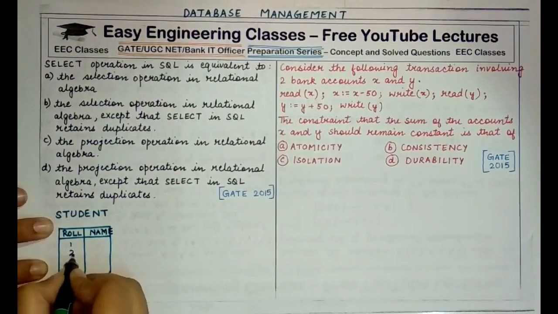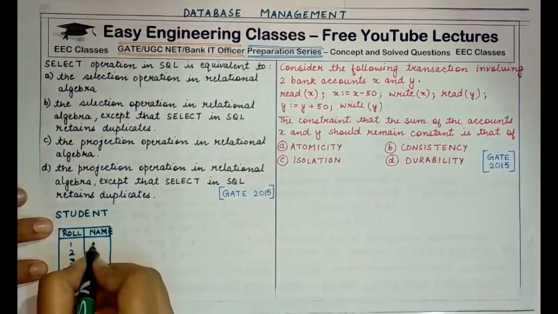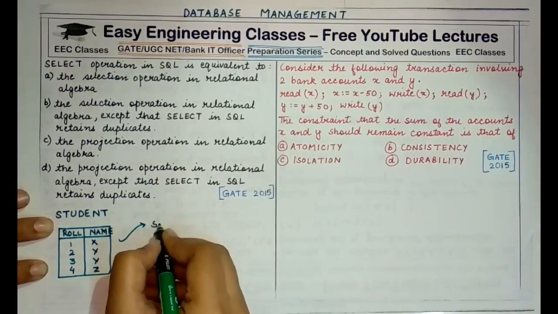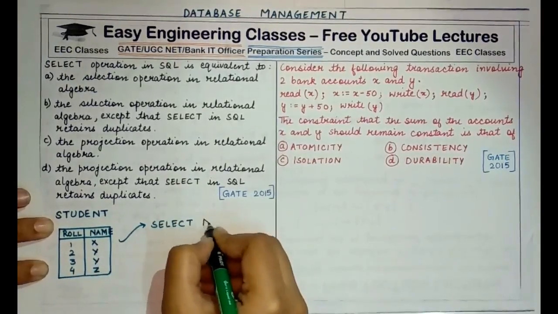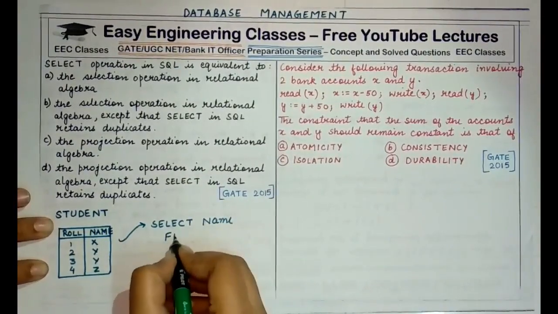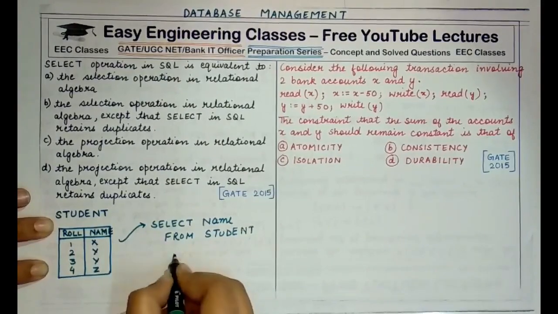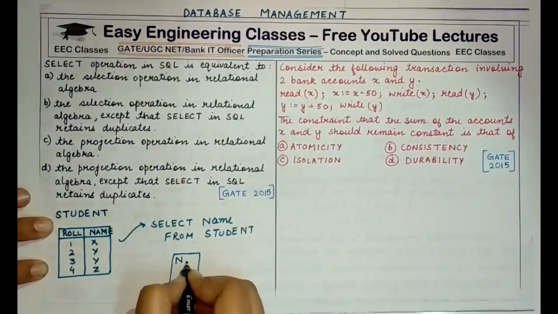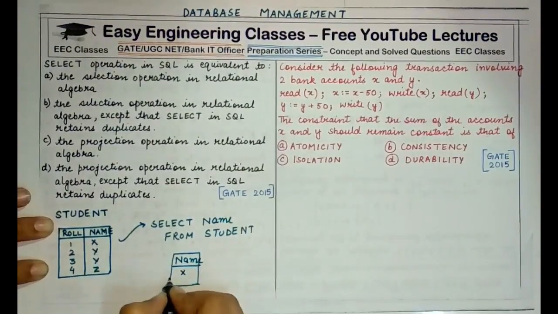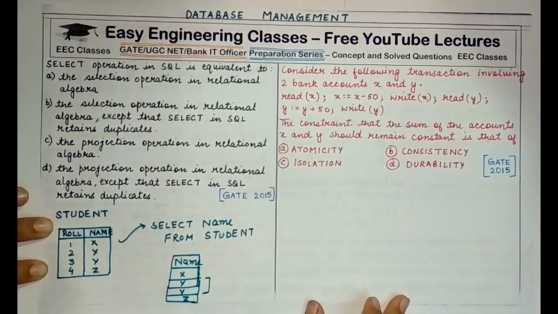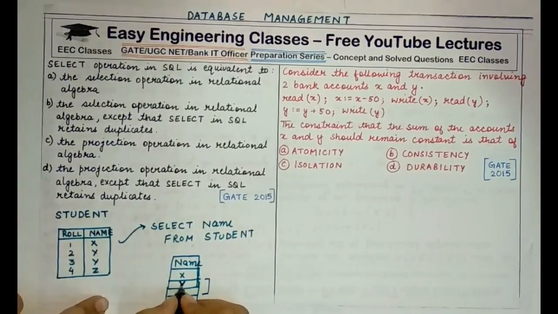Okay, so there are 4 roll numbers, 1, 2, 3 and 4, and let's say we have X, Y and Z. Alright, so if I apply the select operator here, select name from student, which is the student relation, the select operator will give me a result with name, X, Y, Y and Z. Alright, so these two rows which have the same value of Y will be retained. So the result will contain a total of 4 rows.